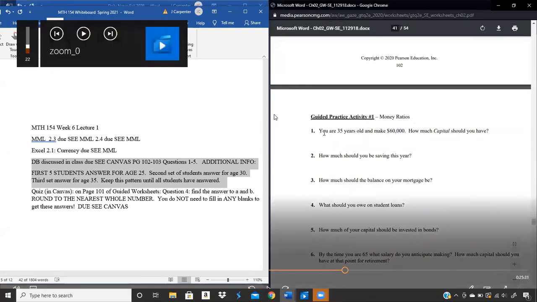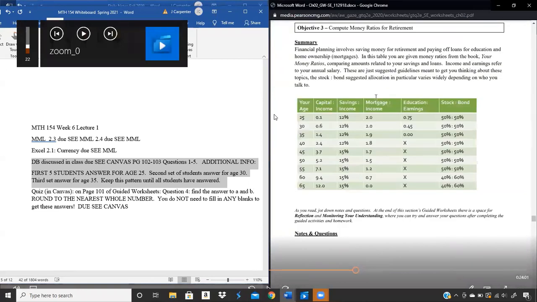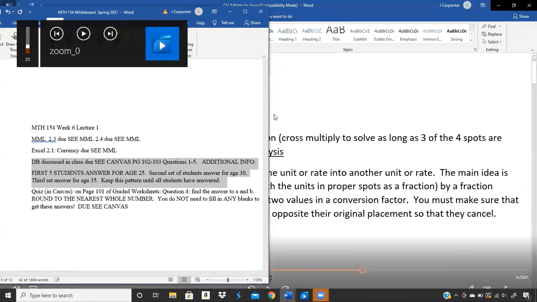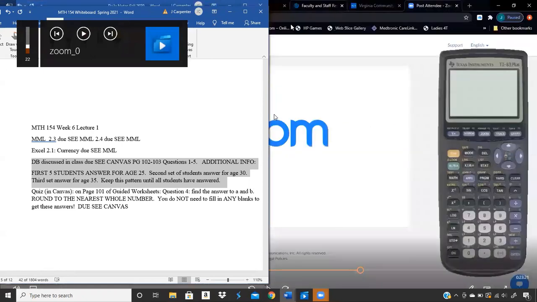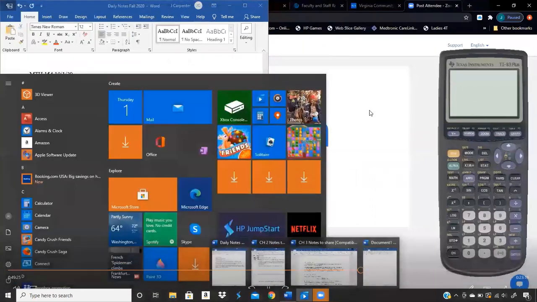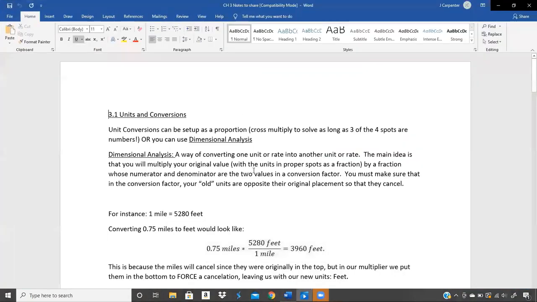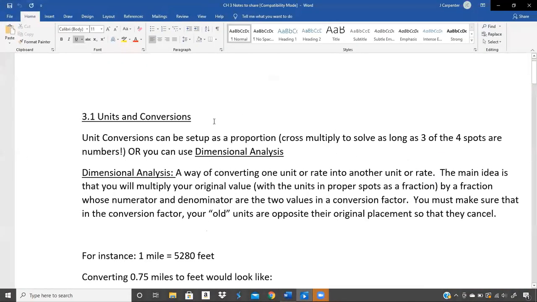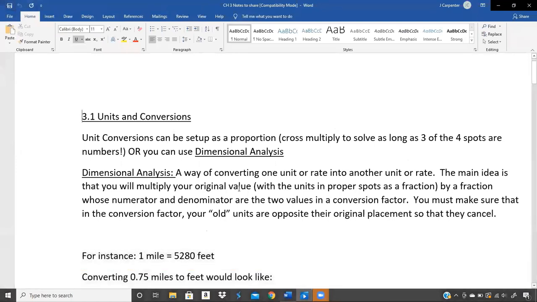Let me get to where we should be. Chapter 3. Definitely won't finish this section today, given that we have about 20 minutes left. But we will definitely start it.